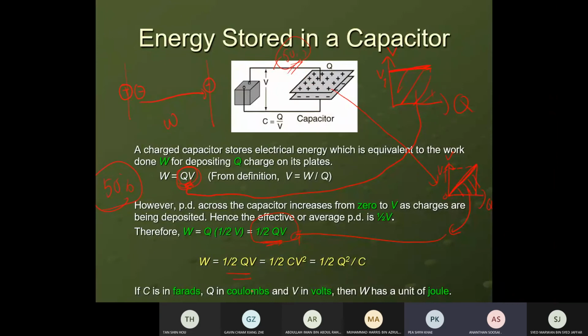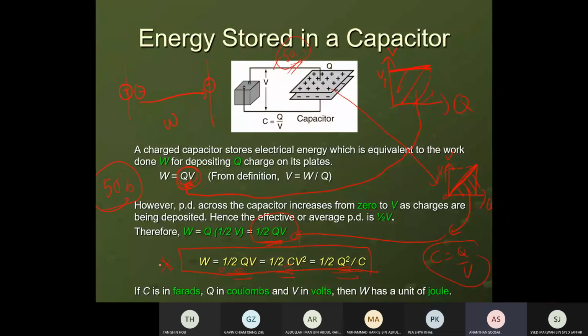So half QE is the energy stored in the capacitor. This is the energy formula for a capacitor. How much energy is stored in the capacitor? Half QV. You know C equals Q over V. If you eliminate Q and substitute CV, you get half CV squared. If you eliminate V and substitute Q over C, you get half Q squared over C. So for energy stored in a capacitor, you have three formulas: half QV, half CV squared, half Q squared over C.